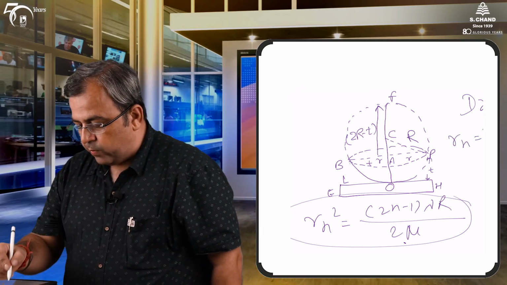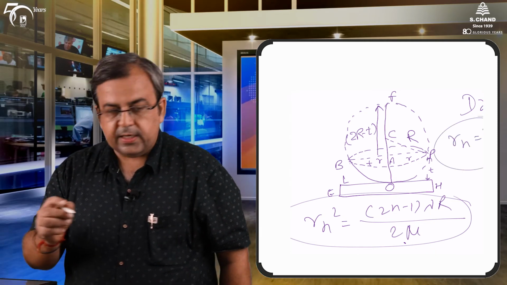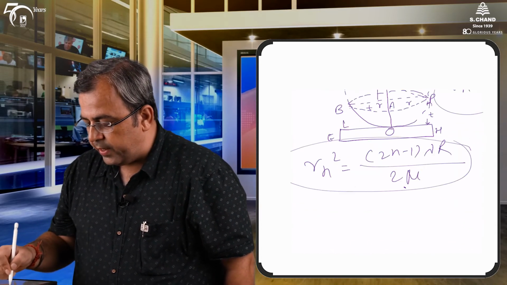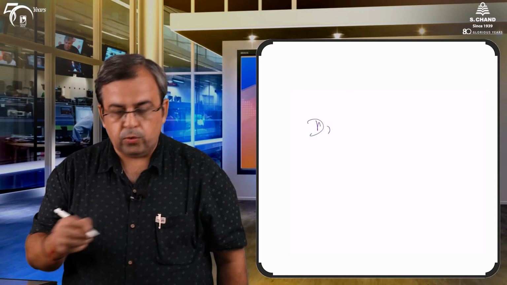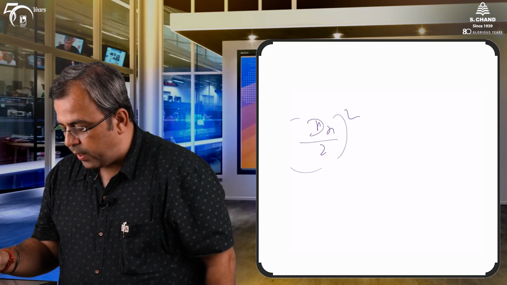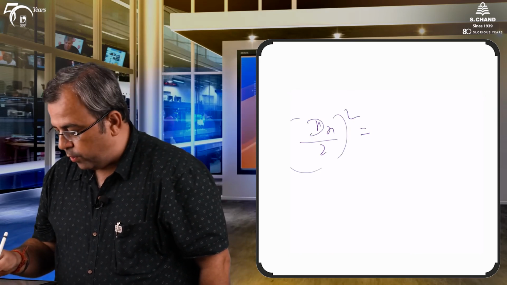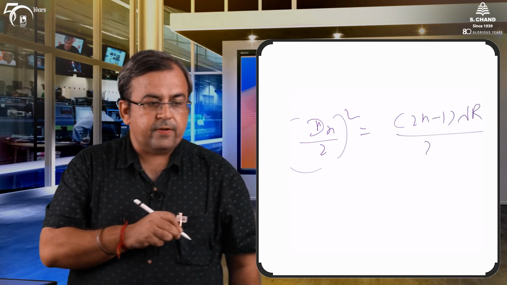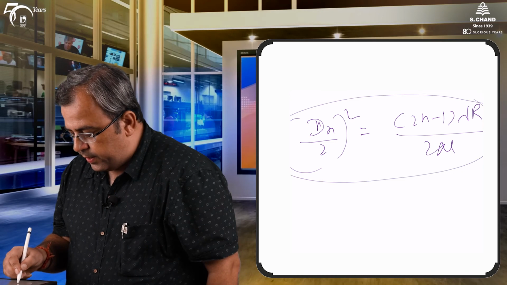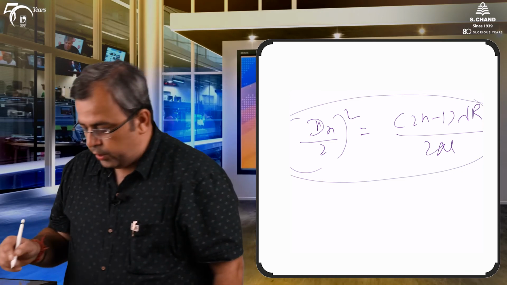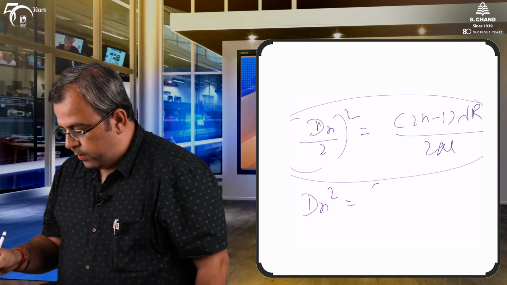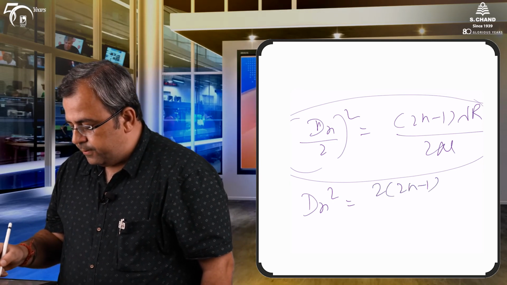So we can calculate the Dn square. So (Dn upon 2) square is equal to (2n minus 1) lambda R upon 2 mu, right? So it means we can calculate what will be Dn square. It comes out to be 2 into (2n minus 1) into lambda R upon mu, right?